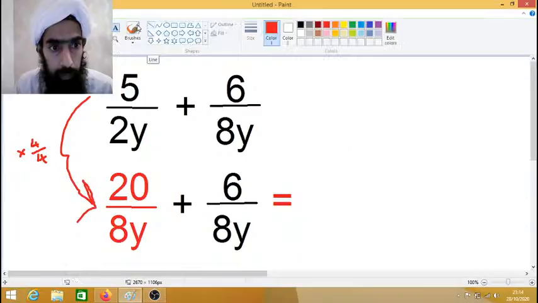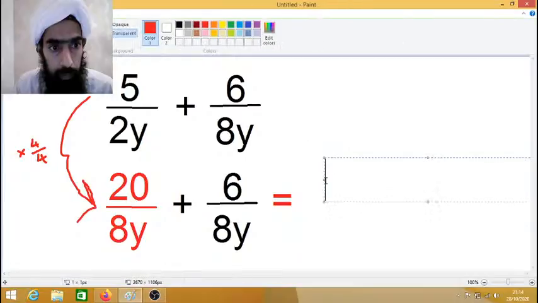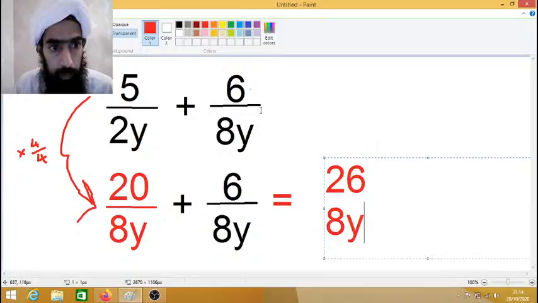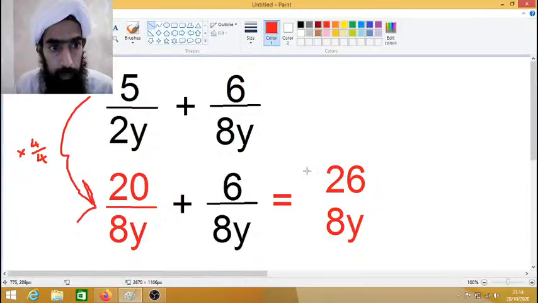20 plus 6 is 26, over 8y. And you can use that technique as long as you can spot an easy thing to multiply by, which can be written as 1, and it will make the denominators match. You're trying to make the denominators match.